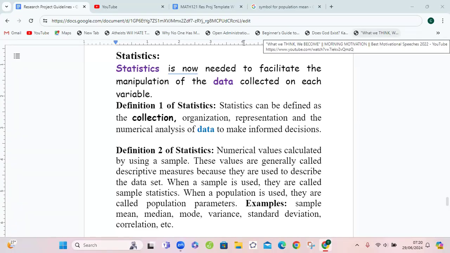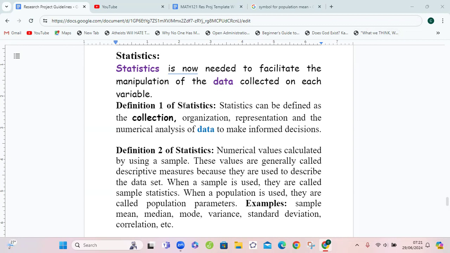Here, we are now going to talk about statistics, because as soon as the objectives have been laid out, meaning the to-dos, the next step is to collect the data, and that's where statistics begins. Here we have two definitions for statistics. As it says, statistics is now needed to facilitate the manipulation of the data collected on each variable.